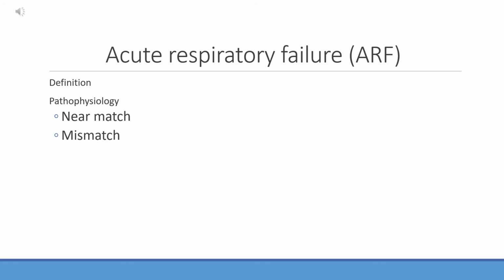So again, there's a near match between the air movement and the blood flow. Now, when we have a mismatch, that means the gas exchange is reduced, and respiratory failure can result when either ventilation or perfusion is mismatched with the other in the lung or the lung area.